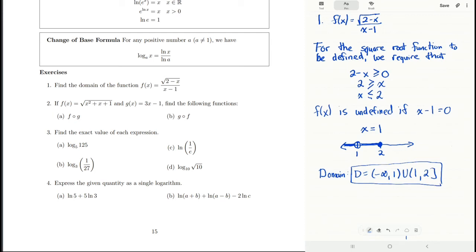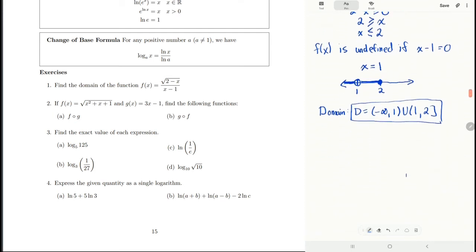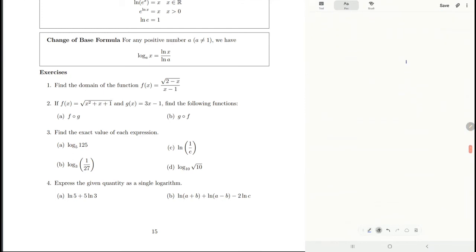Now in the next example, we'll look at finding the composite functions. So we're given that f of x is equal to the root of x squared plus x plus 1, and g of x is 3x minus 1. We want to find the composite functions f composed with g and g composed with f. So the composition of f and g is f of g of x.